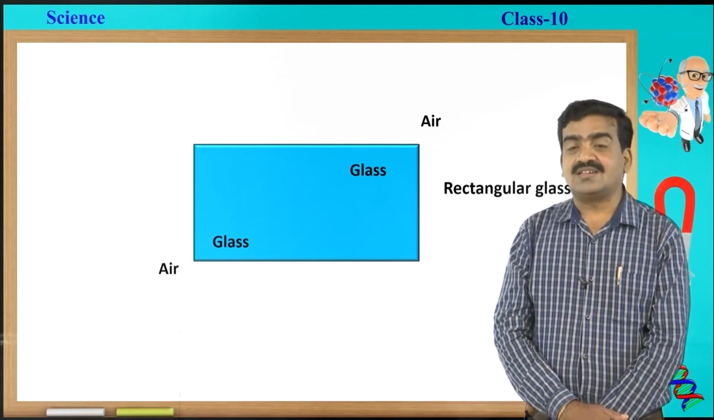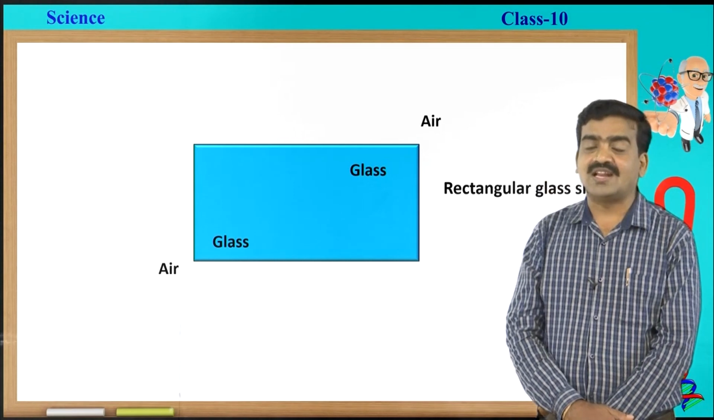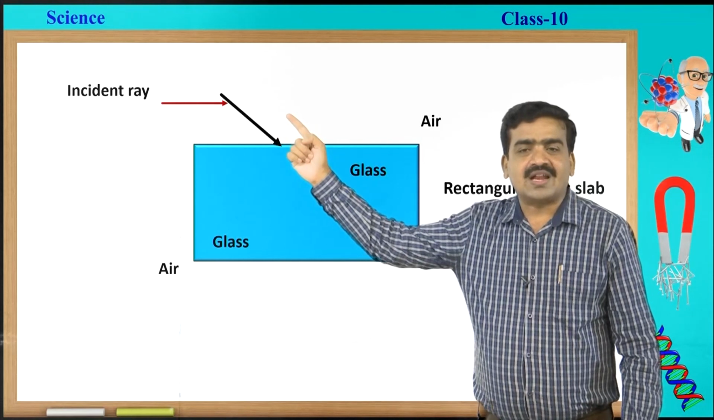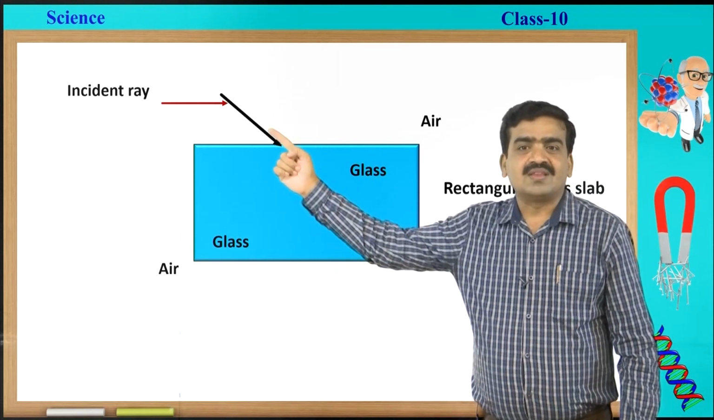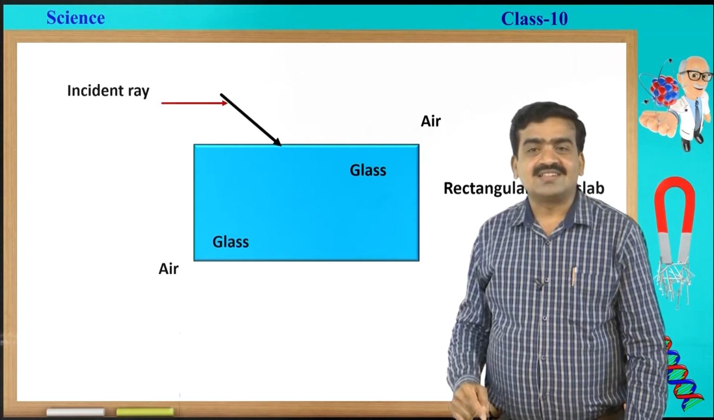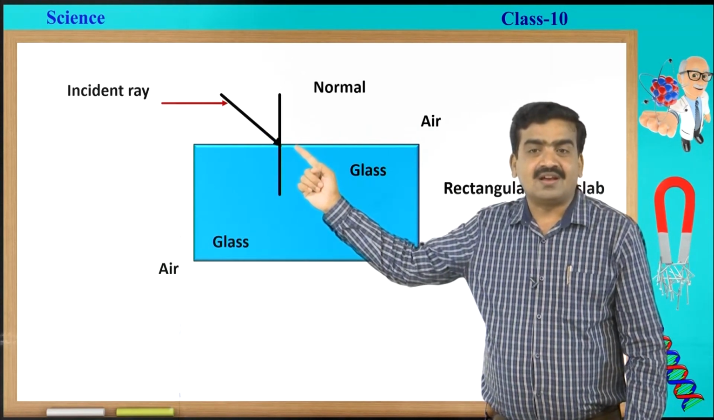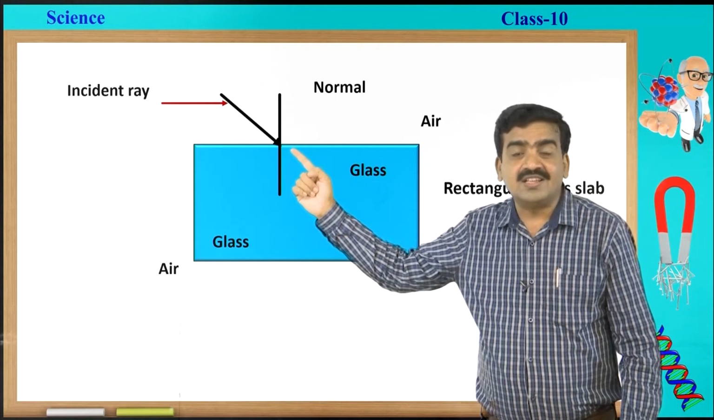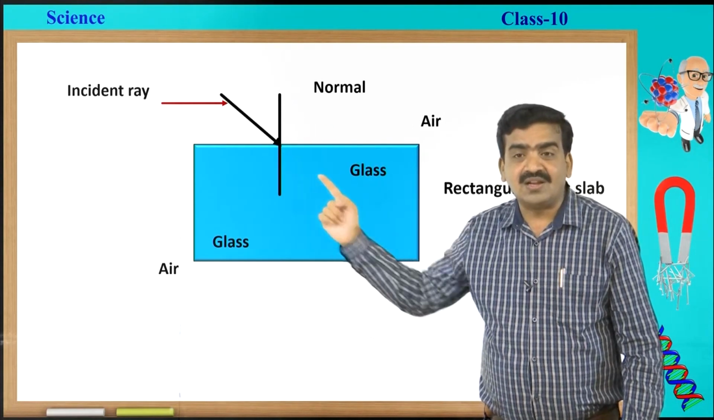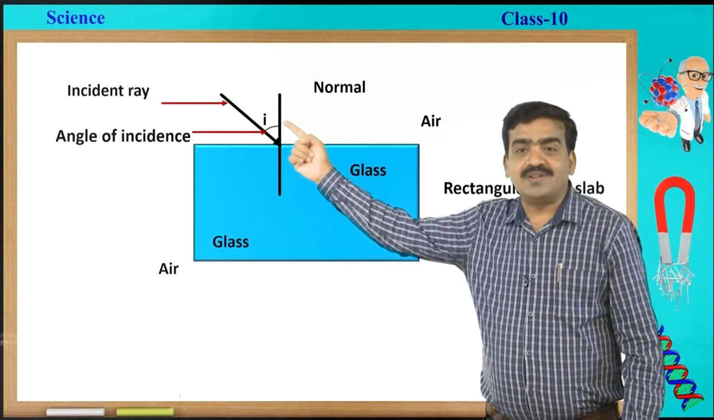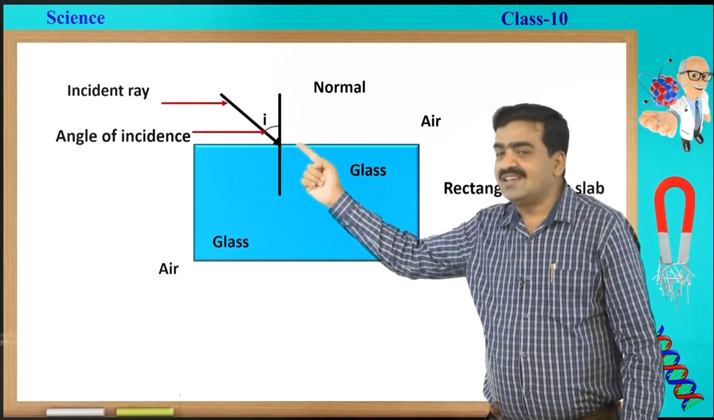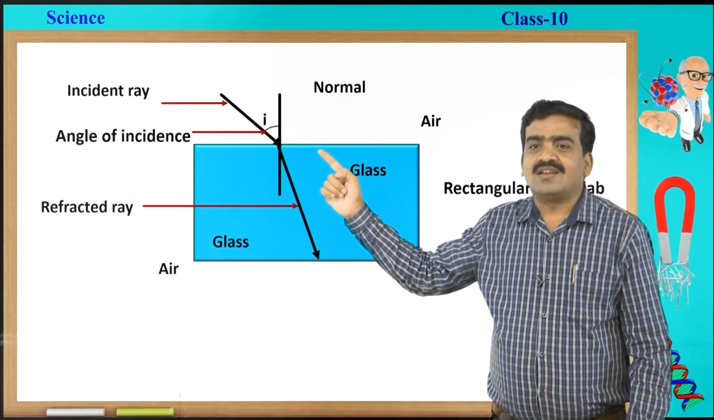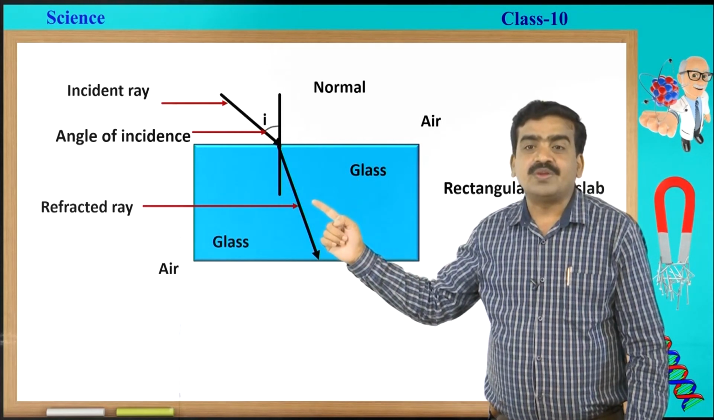Let us learn the terms associated with the refraction of light through a glass slab. My dear students, the ray of light which is going to travel from air medium to glass medium is called the incident ray, and there we have drawn a perpendicular at the point of incidence, which is called the normal. The angle between the normal and the incident ray is called the angle of incidence.